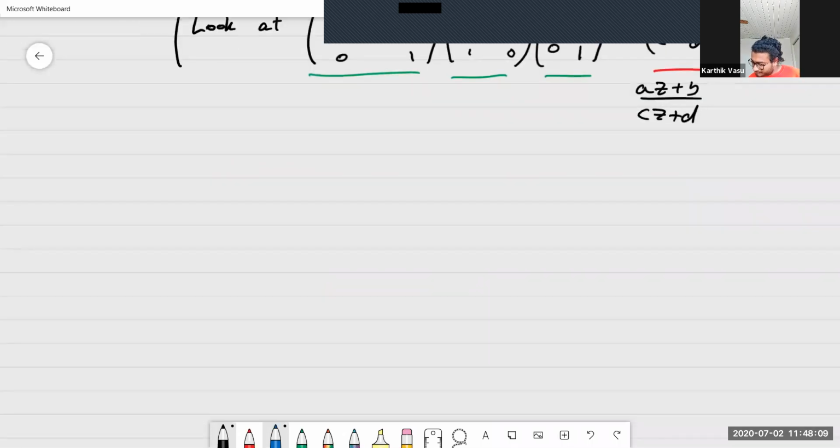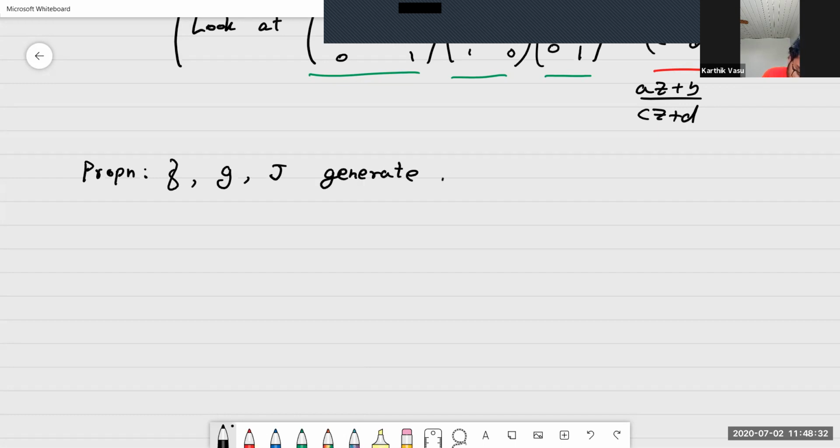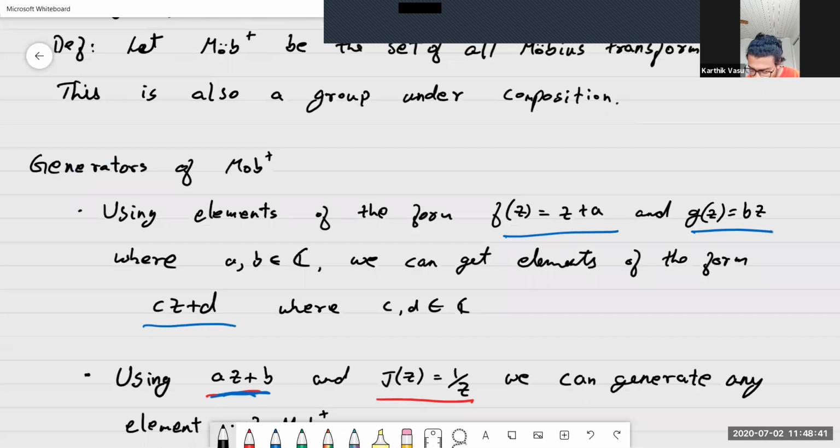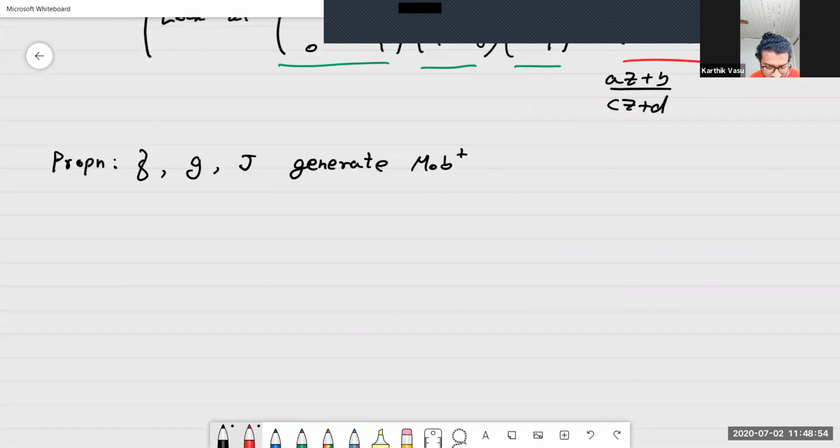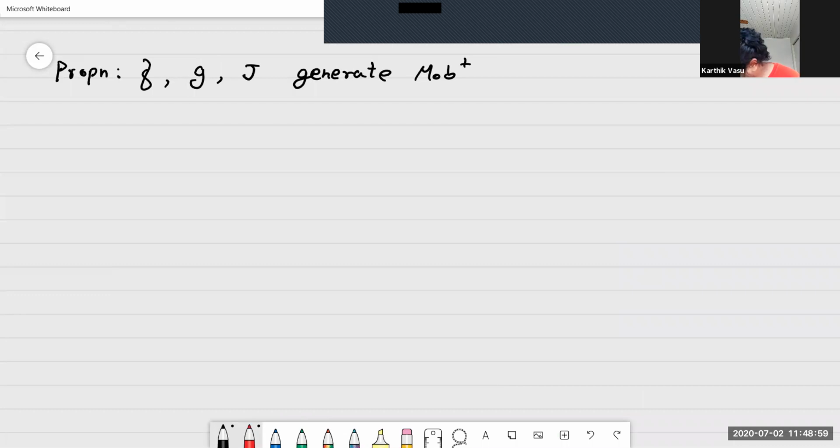Okay. So what I have proved is, so what is F? So F is this, G is this, and J is this. So what we have proved is that those three elements generate the group here. Okay. So now we will see another important property of Mobius transforms.